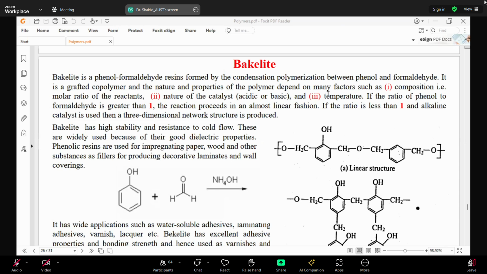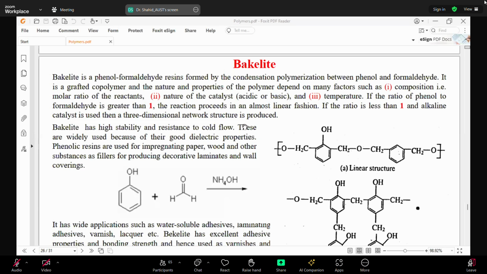First one is the composition of the reactants, that means the phenol and formaldehyde. What will be the composition? Phenol to formaldehyde 1:1 or 1:2 or 2:2 something. And second one is the nature of the catalyst, which may be acidic or basic. In here the catalyst is basic, ammonium hydroxide. And third one is temperature. So what will be the temperature of the reaction?